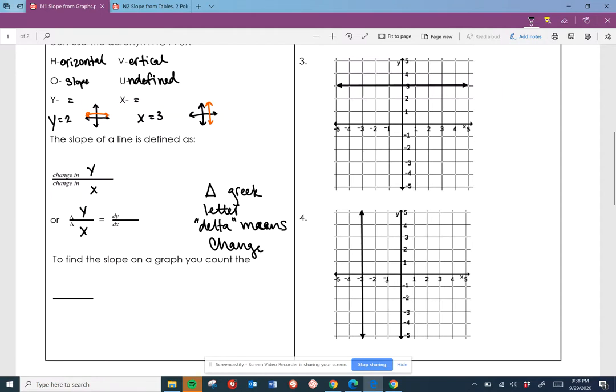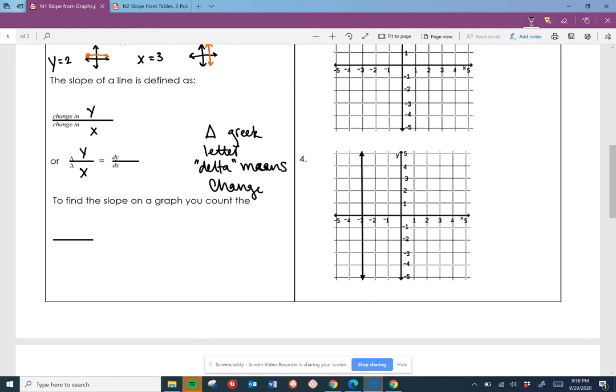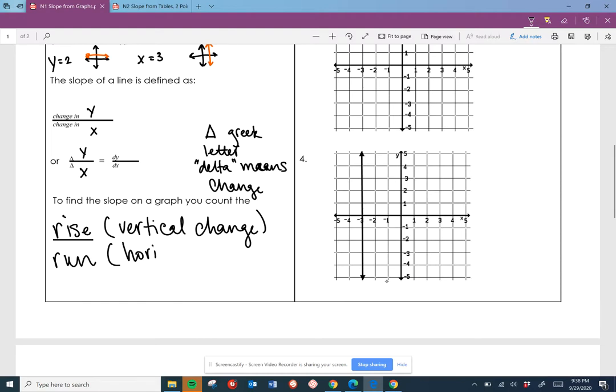and you can find that in your calculator, okay? So in order to find the slope of a graph, we will count the rise, which is the vertical change, over the run, which is the horizontal change, right? So let's look at a few examples.